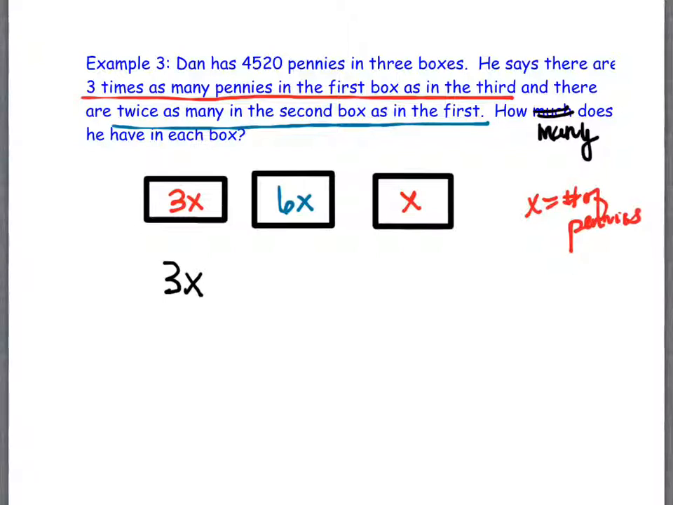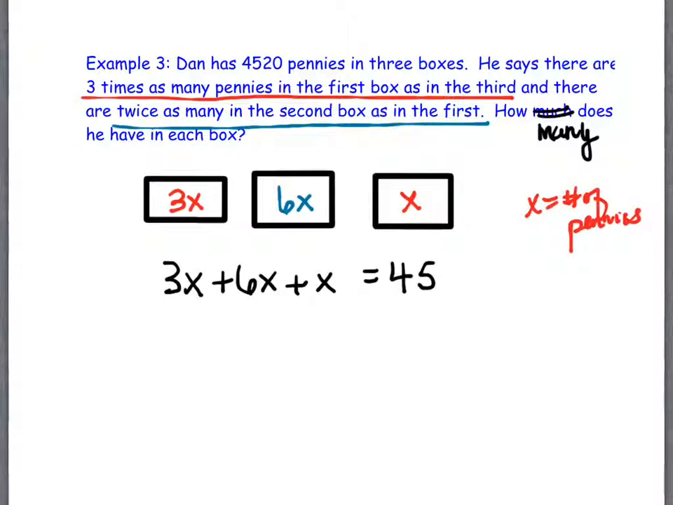Did you have an idea, Shelby? Add them all together. Why would we want to add them all together? So they equal 4,520. They are going to equal 4,520 when I add them all together. Remember what these x's represent. They represent just how many pennies there are. So imagine actually having a bunch of pennies all in these separate boxes.